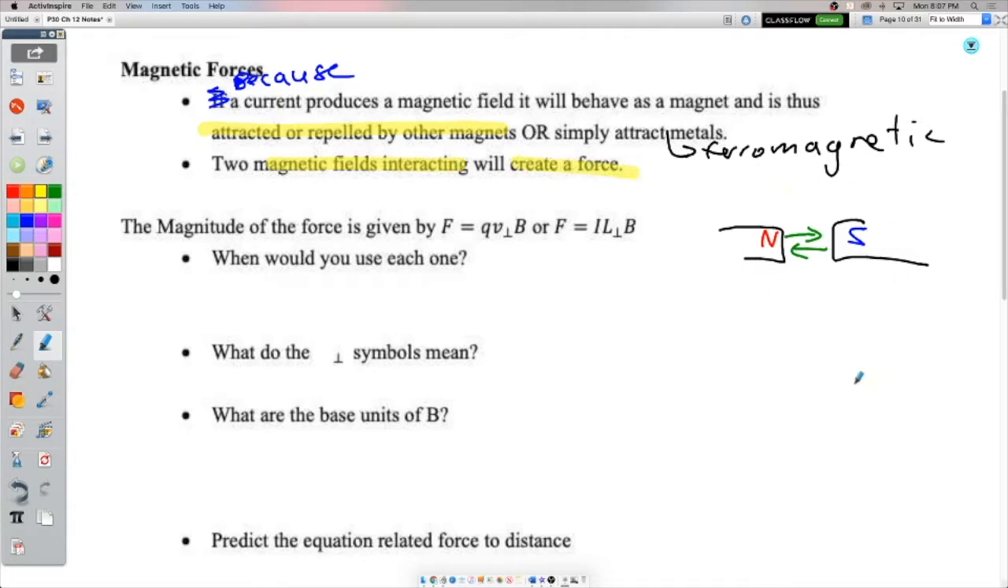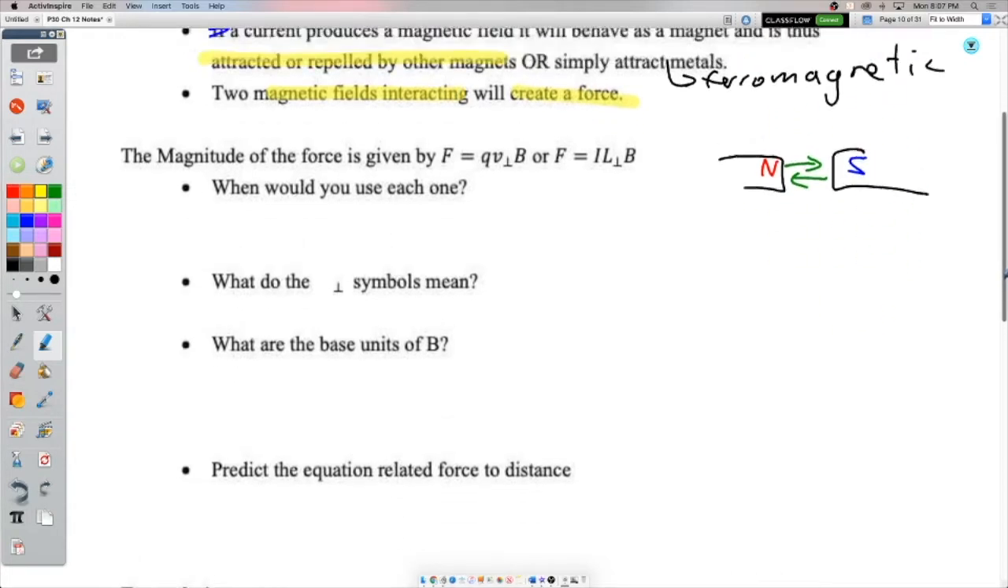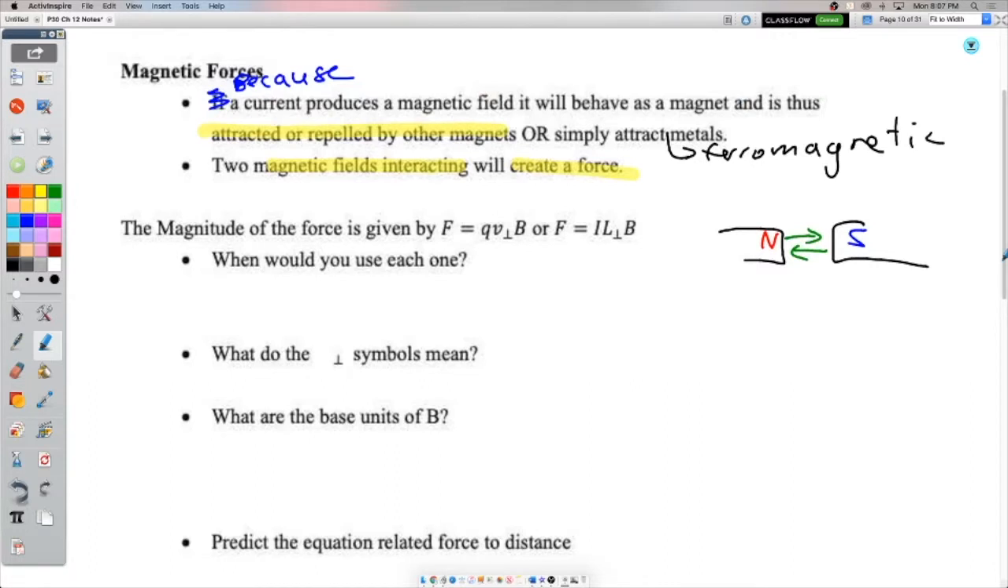It doesn't seem that weird here, okay, but it's going to get a little bit weirder when we think about the magnetic field induced by a current, or at least at first it might seem weird, okay? So it's time for our first equation here. We haven't had one yet in chapter 12 for magnetism. So the magnitude of the force is given by either F equals qvB, remember B is the magnetic field, or F equals ILB. And these are indeed magnitudes.